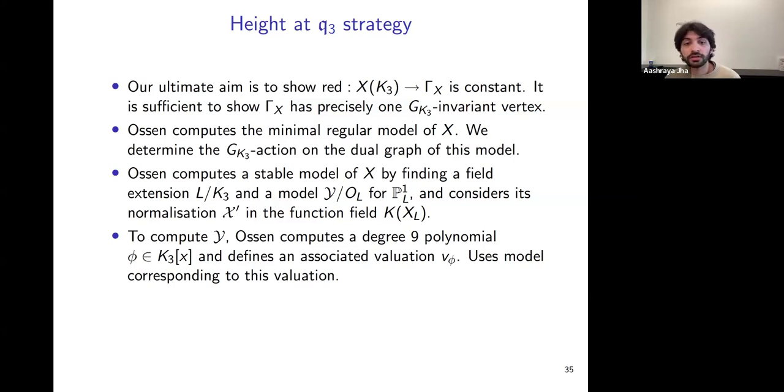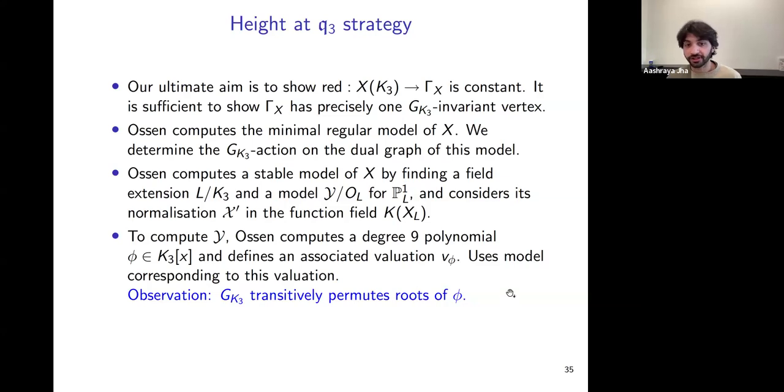So how does one do this? One computes an extension of K3, which I'll call L, and a model for P1, which I'll call script Y, and I'll consider its normalization, which I'll call X prime, in the function field of my curve. And to compute Y, Ole uses this correspondence between valuations and models. And the valuation he chooses corresponds to this degree 9 polynomial, which he computes explicitly. And the main thing that makes this work is that we figure out that the Galois group transitively permutes the roots of phi. And this is because phi is irreducible.